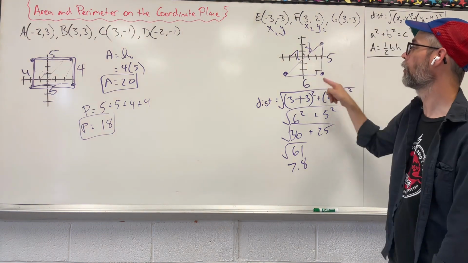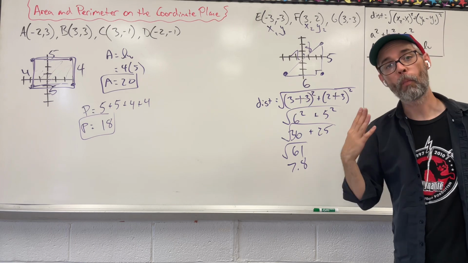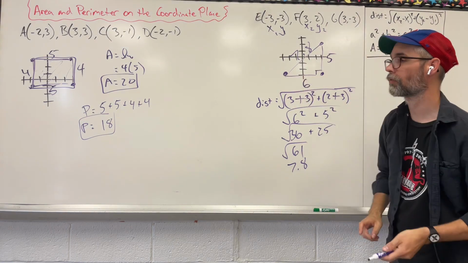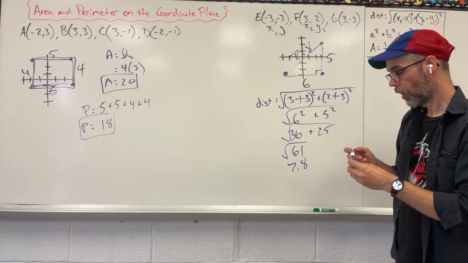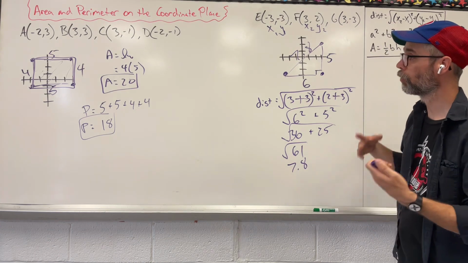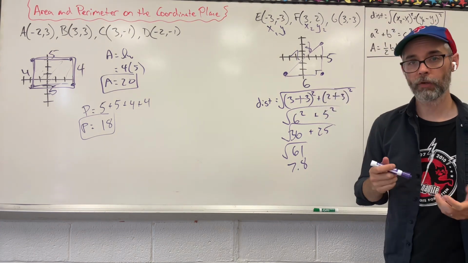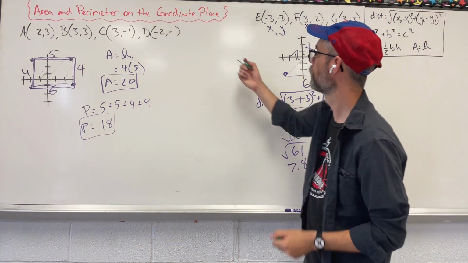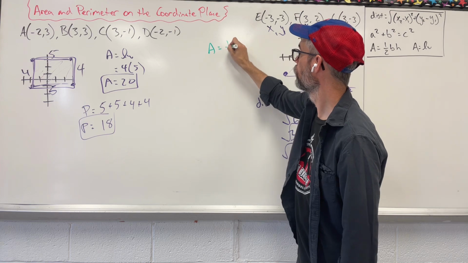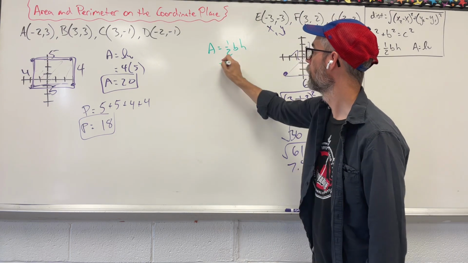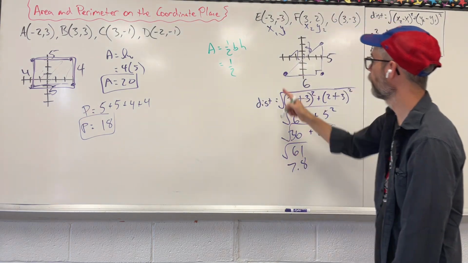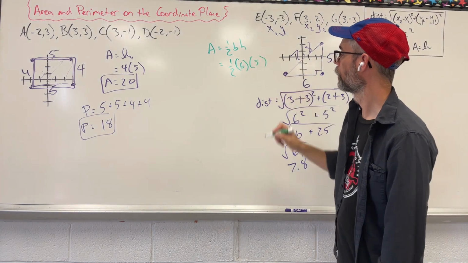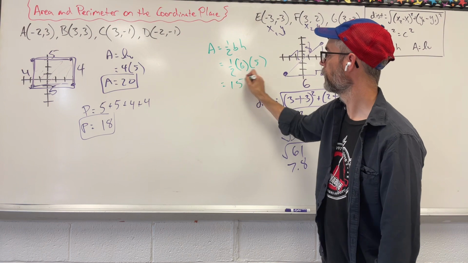Now that we have all 3 sides, and again, more often than not, you're going to have to use the distance formula to find the distance from one point to the other. We can then plug everything into our area and perimeter formulas. So the area of a triangle equals 1/2 base times height. In this case, 1/2 times 6 times 5, which is 15.